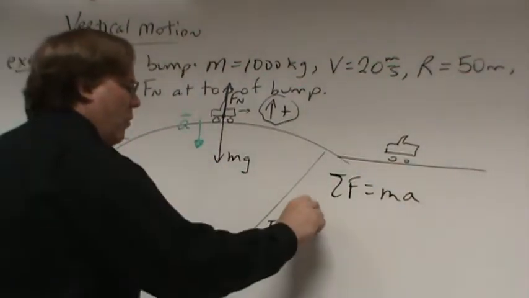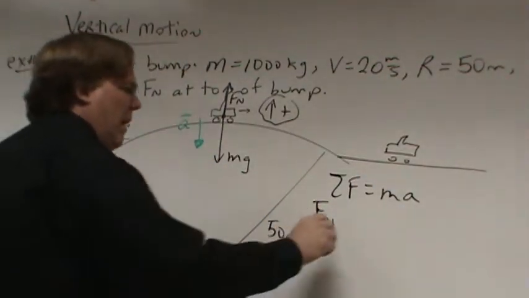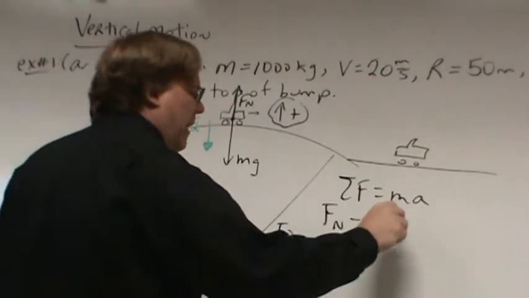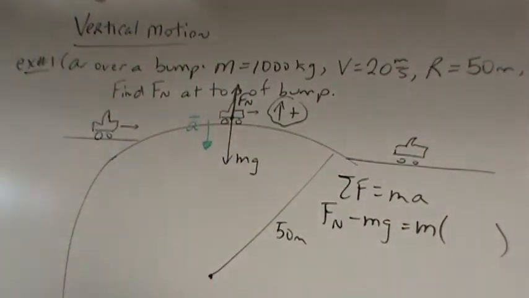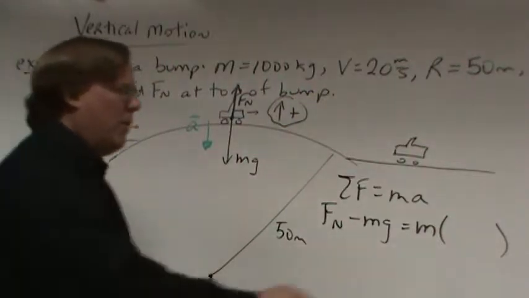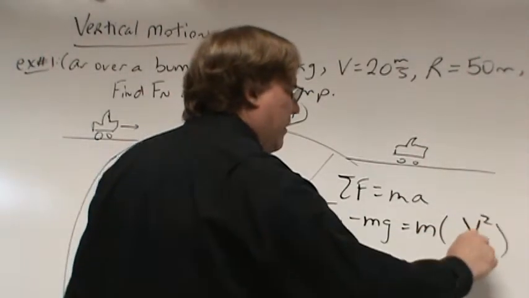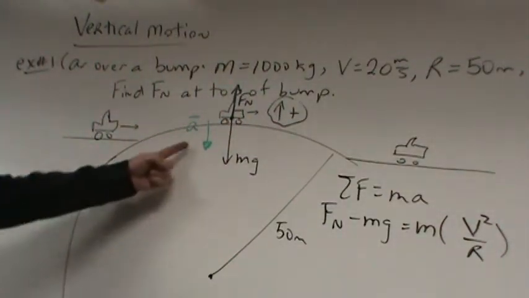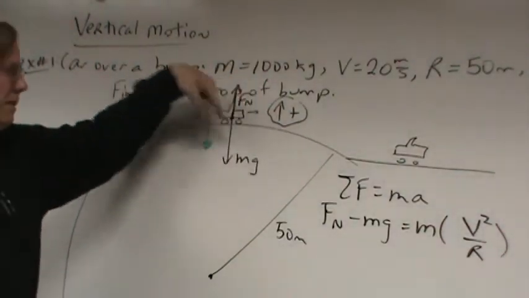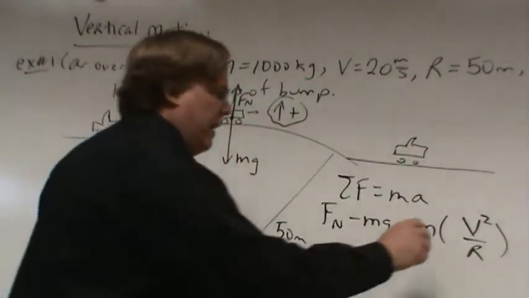Alrighty, I got normal force up, so it's positive. I've got mg down, so it's negative. And then I've got ma, so tell me, what should I plug in for a whenever you're traveling in a circle? Say again, Noel? A negative v squared over r. Wait, well, v squared over r, I remember, because that's centripetal acceleration. Why do you want me to put a negative in there? Oh, that's right. You guys okay with that?